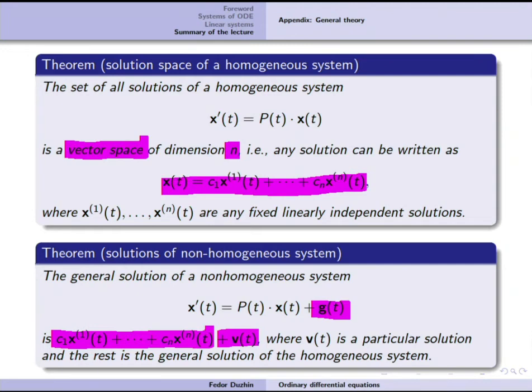Just for your information, this particular solution, v of t, can also be found by using the variation of parameters, but it's much more complicated because we have a lot of variables here. It is somewhat similar to the variation of parameters for second order differential equations, but of course it is going to be much more complicated.